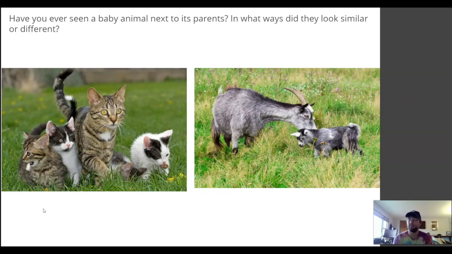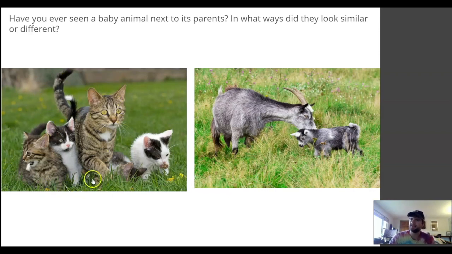So have you ever seen a baby animal next to its parents? In what ways did they look similar or different? So you might think about a pet that you've had, or you might think about ducklings that you've seen at a park swimming around with its parent, or any place where you would have seen baby animals and parent animals together. And if you want to get inspired, take a look at this picture of the cats here.